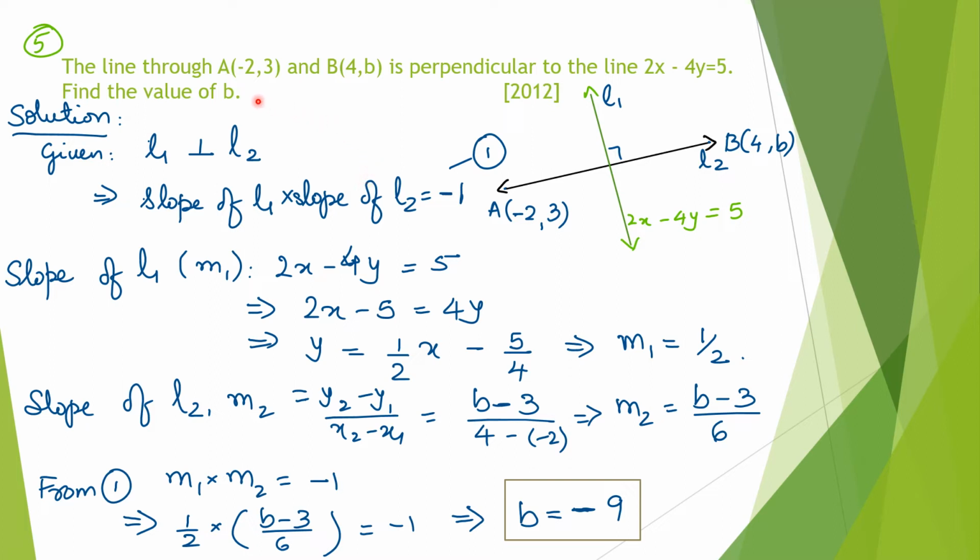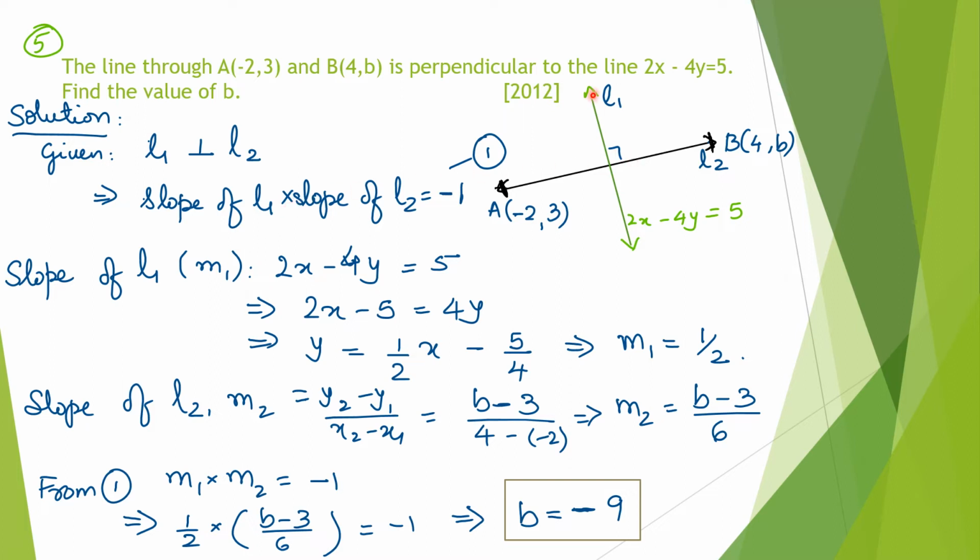The line through A (-2, 3) and B (4, b) is perpendicular to this line. Find the value of b. Okay, I need to clear one thing over here: this is a line segment, meaning there will be no arrows over here. This is going to be a line segment, so it ends over here.